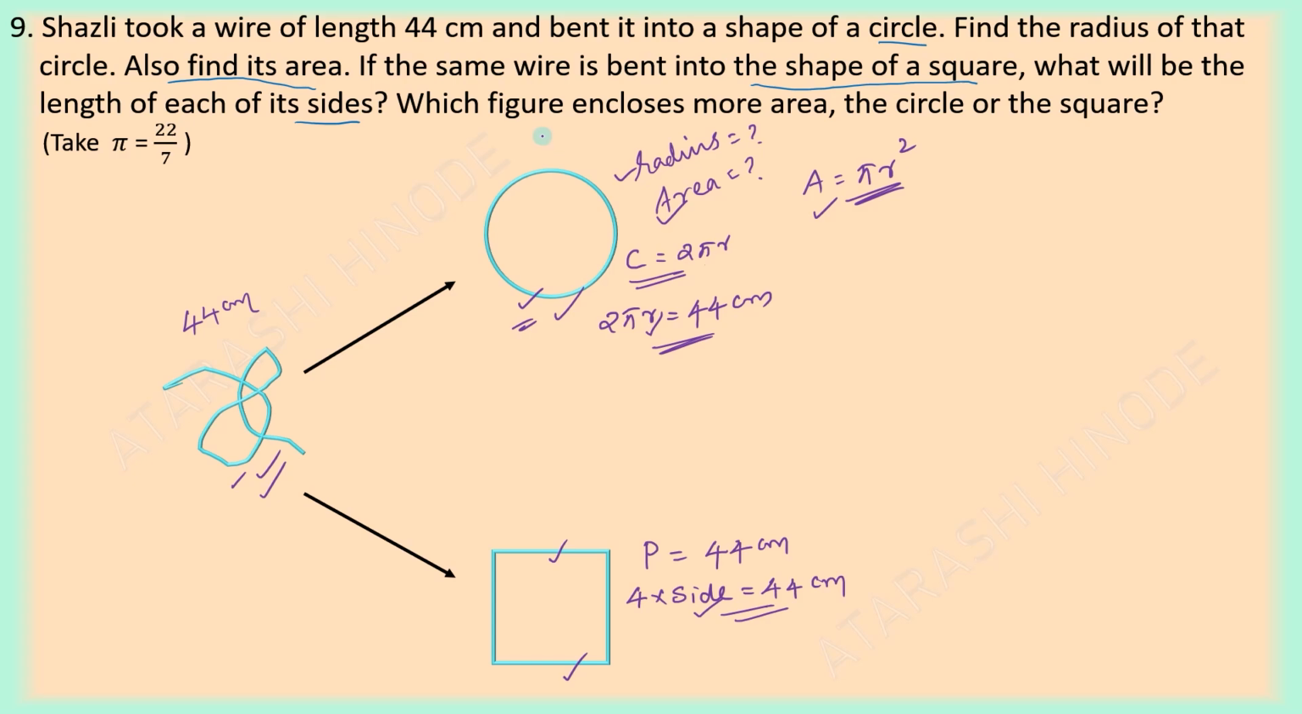The last part of this question is to find which figure encloses more area. For finding this, we have to compare the areas of both these figures. Already we have the area of the circle. So next we have to find the area of this square. And we know the formula for finding the area of a square is side into side. After getting this area, when we compare both the areas, that is the area of the circle and the area of the square, we can find which figure encloses more area.